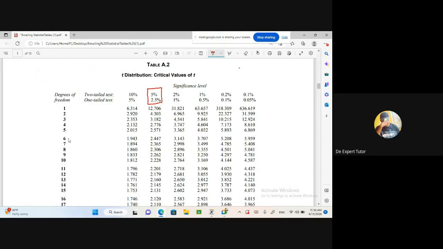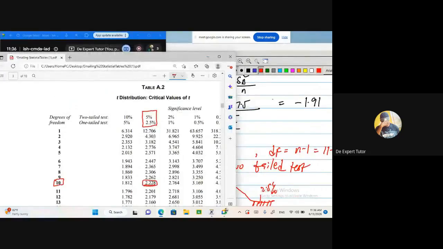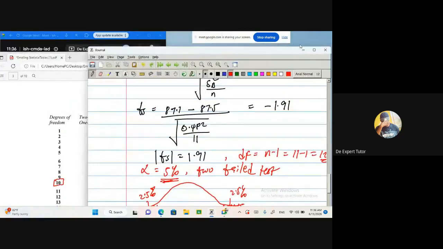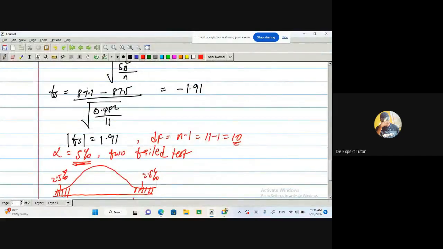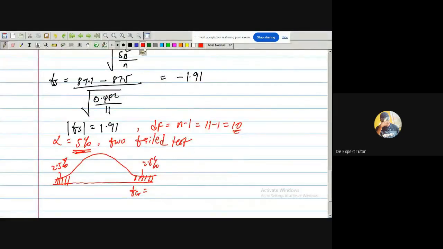Now, check. Our degree of freedom is 10. So let us see where this meets. This is the critical T that we are looking for. So let us go back to our board. Our critical T is what? We got it to be plus or minus 2.228. Good.